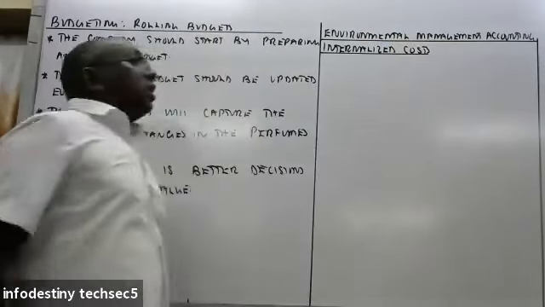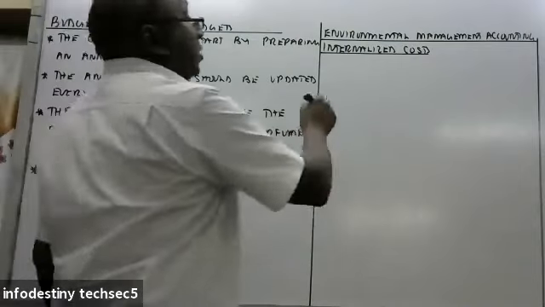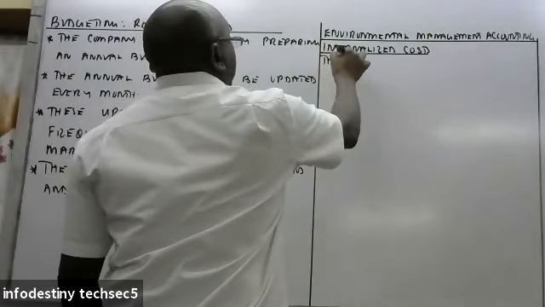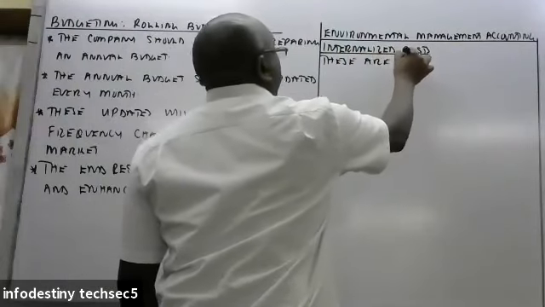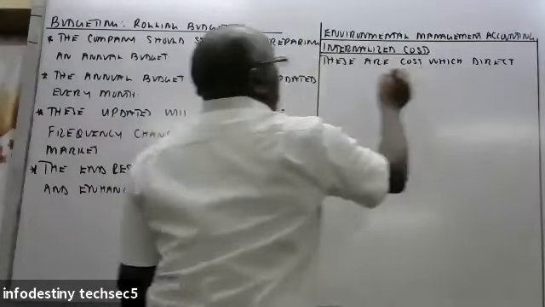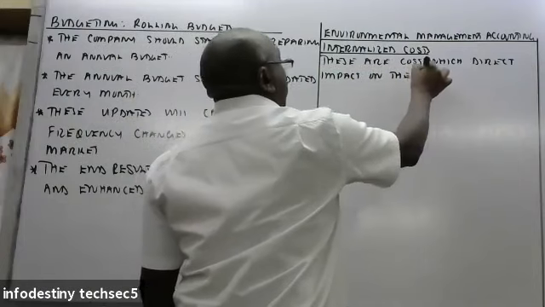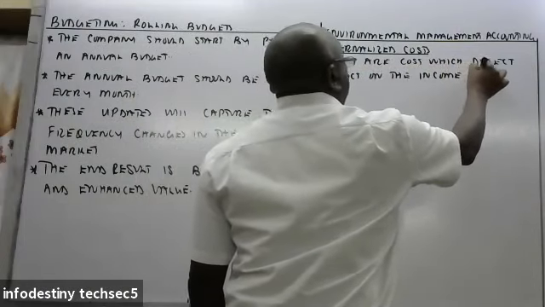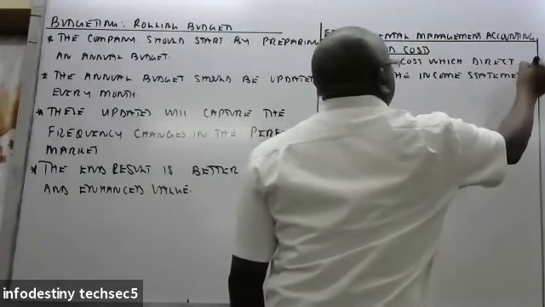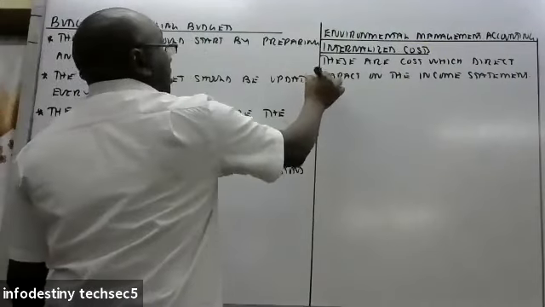Internalized environmental costs. And we say these are costs which directly impact on the income statement. They can be seen directly. They affect our income statement.